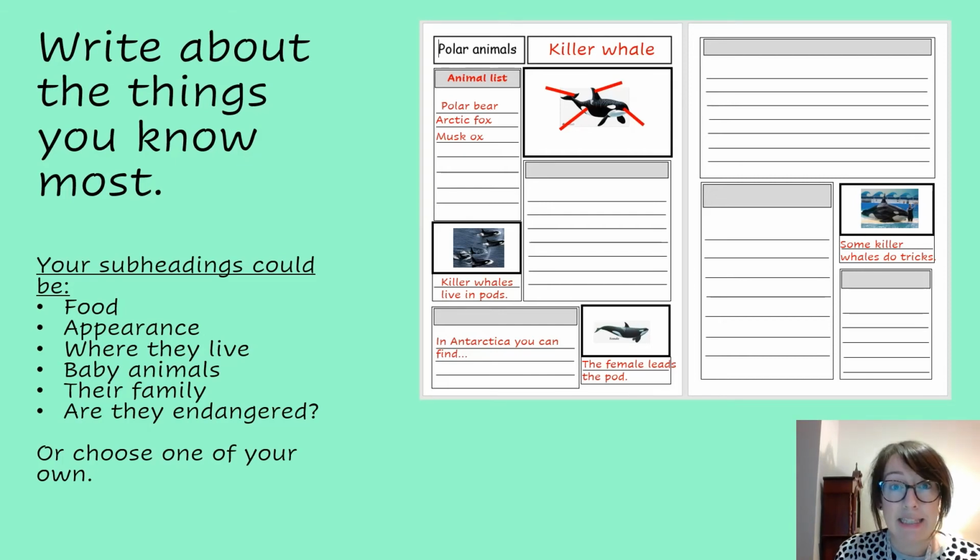I've written some examples of some subheadings you could choose on this slide. You could do food, you could do appearance, which is what they look like, where they live, so you could write a little bit about the area, what the baby animals are called. Maybe you've been really clever and found out what the baby animal is called of your animal species. You could write about their family, whether they live in a pack or not, and whether they're endangered or not. Or you might have found out something really interesting this week and you can choose your own subheading.